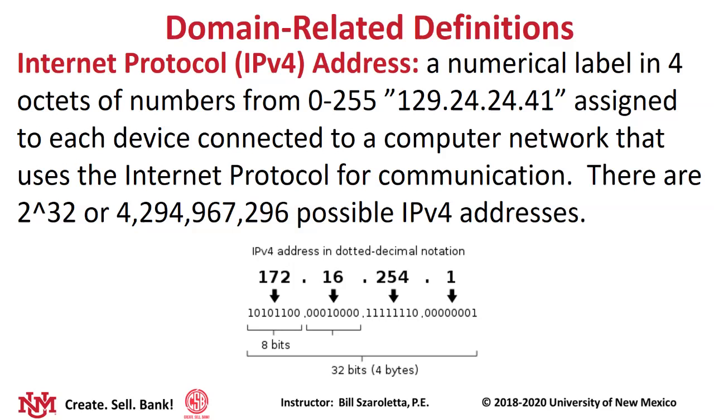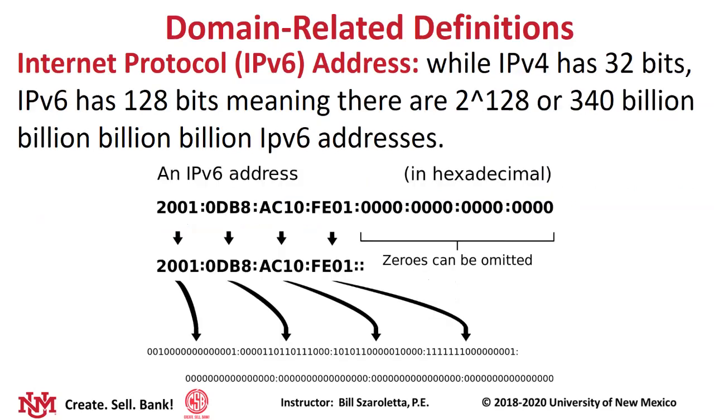And what happened is they ran out of addresses. That seemed like a big number a long time ago. And so they went to IPv6. So while IPv4 has 32 bits, IPv6 has 128 bits, meaning there's 2 to the 128, or 340 billion IPv6 addresses. Now, why do you need so many? Well, I'll tell you that in just a sec, but this is what an address looks like.